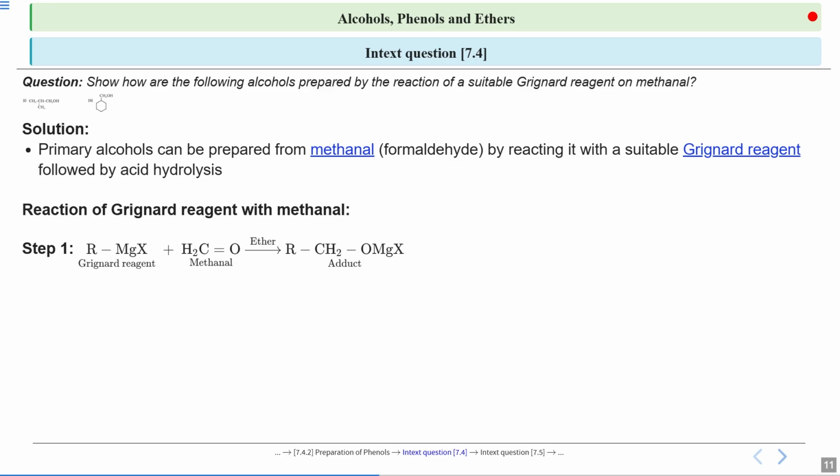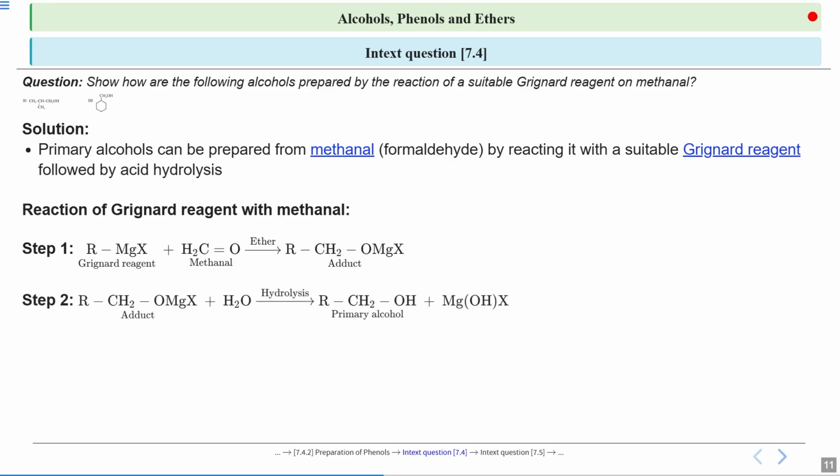RCH2OMgX. Okay, this carbon becomes positive, because the electrons of the carbon oxygen bond will shift towards the oxygen due to its higher electronegativity. The R from the Grignard reagent has a partial negative charge, so this R will attach with the carbon of the methanol and gives us an adduct.